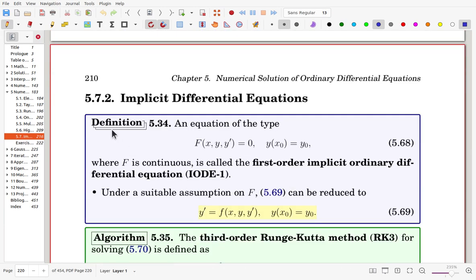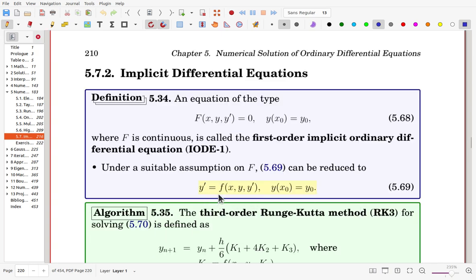Okay, here now we'll consider implicit differential equations. This is a general form of first order ordinary differential equation, and so it is called the first order implicit ordinary differential equation, IODE1. Under certain assumptions on f, the general equation can be written as here. y prime is f of x, y, and y prime. y prime is involved in the right side, so that this equation is implicit.